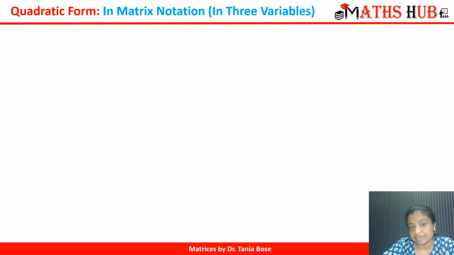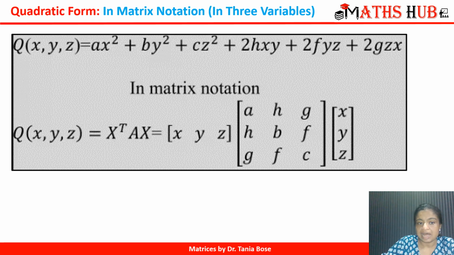Likewise, if I check the three variable concept in matrix notation, and if I have a polynomial ax squared plus by squared plus cz squared plus 2hxy plus 2fyz plus 2gzx, how are we writing it? All the pure terms, that is x squared, y squared, and z squared, the coefficients are placed along the diagonal. And then you can see that in these two positions, 2h has been divided into two equal parts, h and h. Then 2f is divided into f and f in these two positions, and 2g is divided into these two positions as half of 2g, that is g and g.